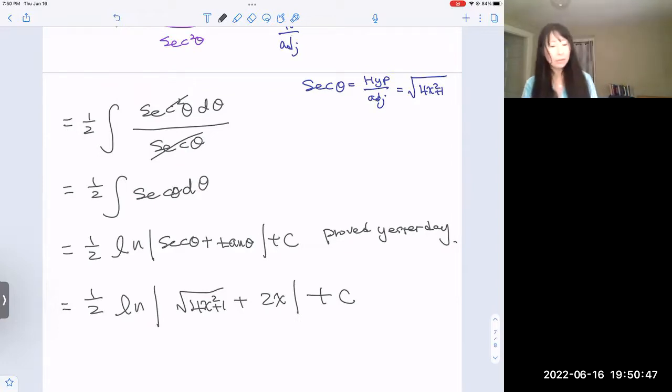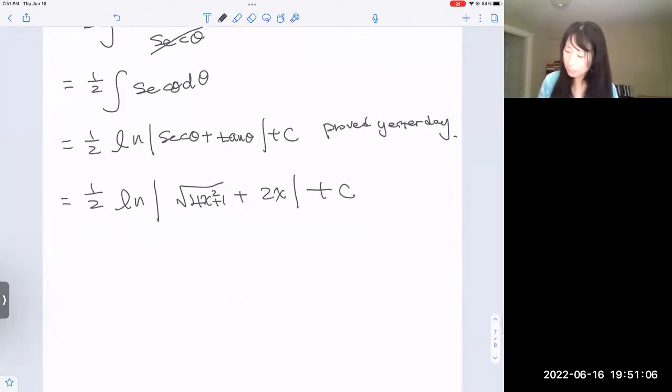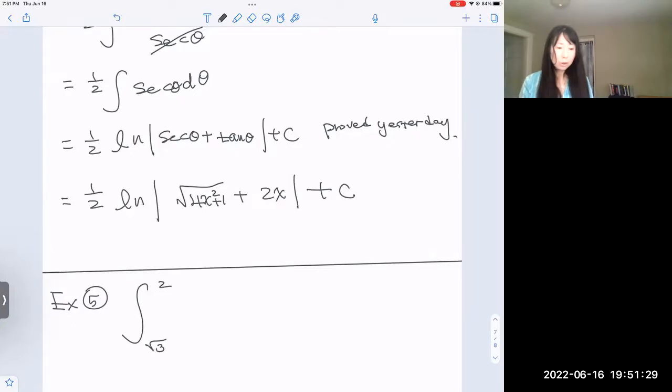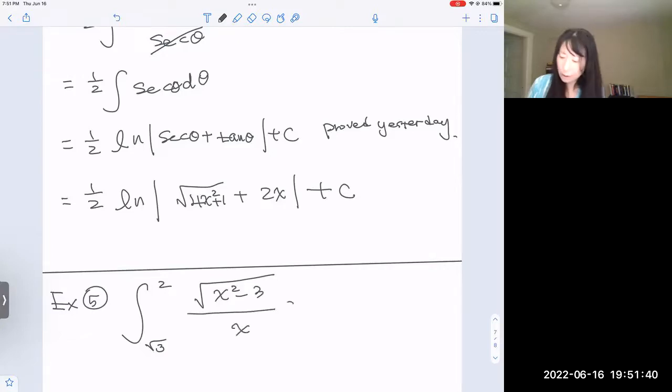And we do number five. We do definite integration. One way is we change the limit. The other way is we keep the limit and then we find the actual answer, okay? So we have a definite integral from square root of 2 over 3 to 2 of square root of (x squared minus 3) over x dx.